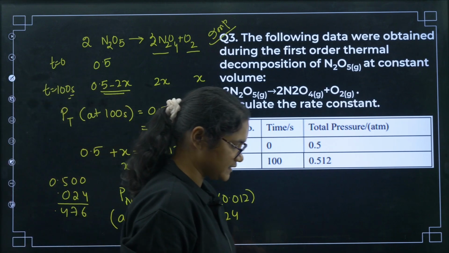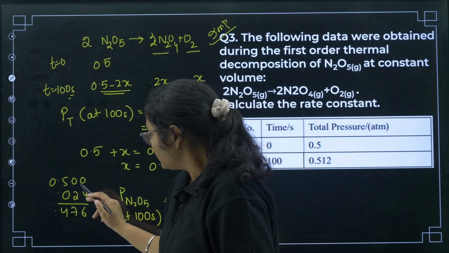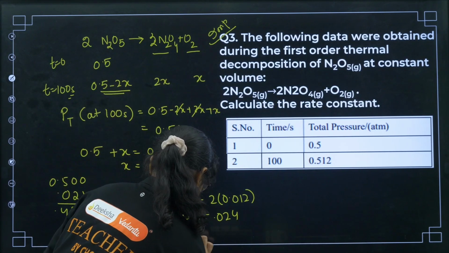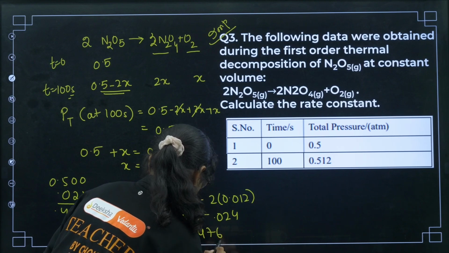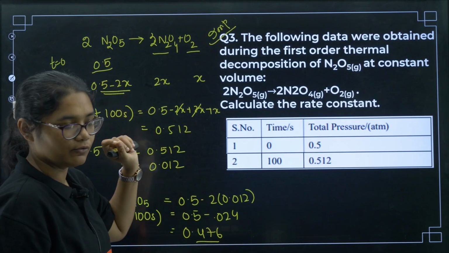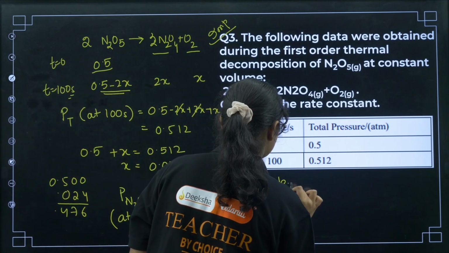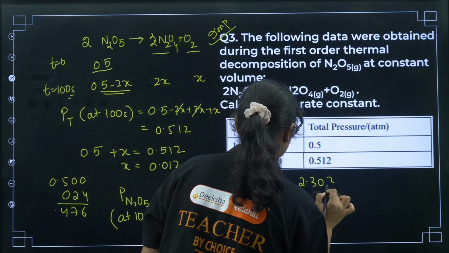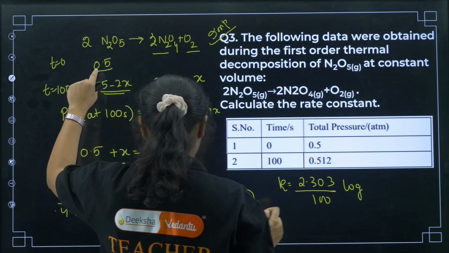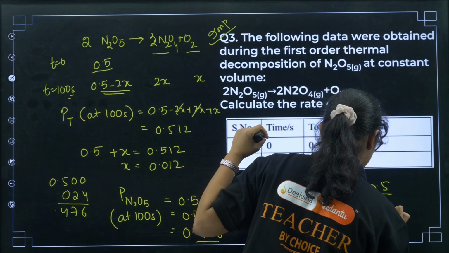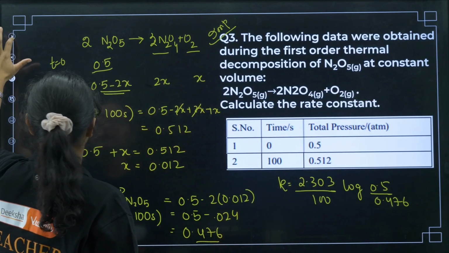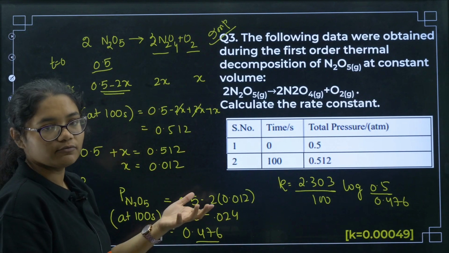Just you can see here, I subtracted this one. Okay, so it is 0.0476. So we got the pressure of N2O5 and the initial pressure of N2O5. Now you can just easily calculate K. 2.303 by t, t is 100 seconds, log of initial pressure 0.5, and final pressure 0.476. Now if you solve this, you will be getting around 0.00049.